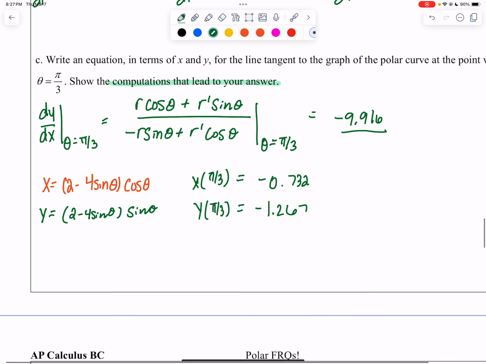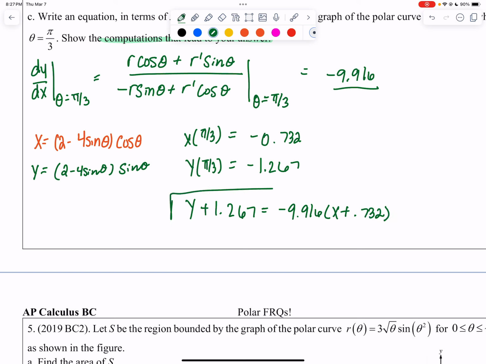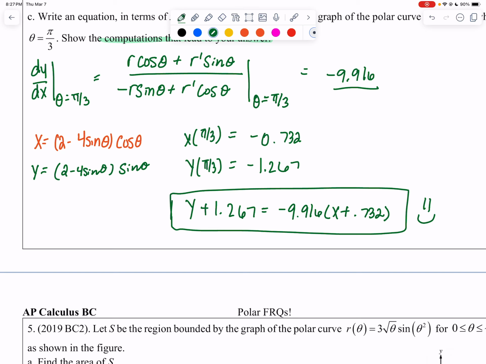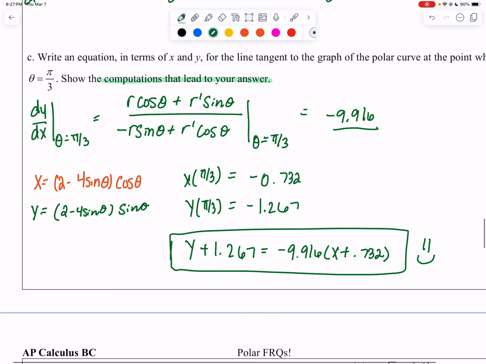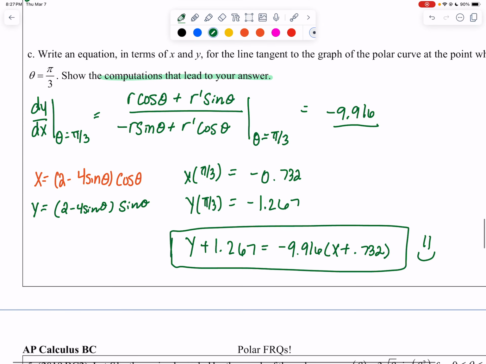We have our x and y values, and we have the slope, which means that we could find the tangent line being y plus 1.267 is equal to negative 9.916 times x plus 0.732. And that is our tangent line at pi over 3.